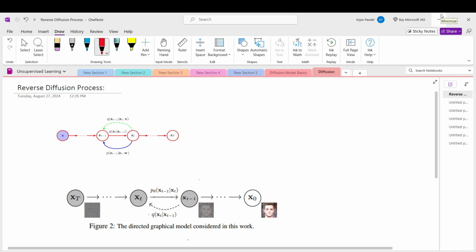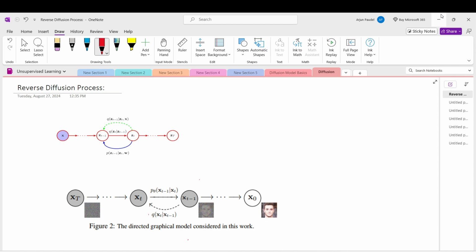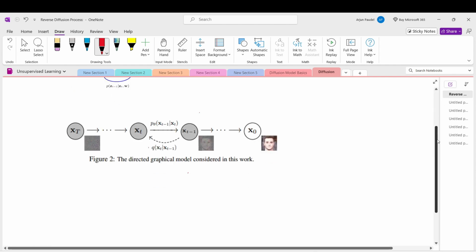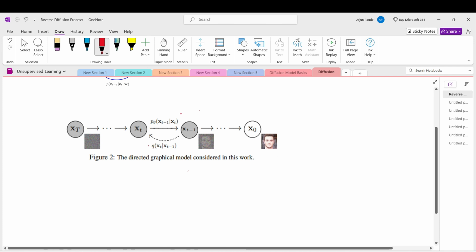Guys, in this video we're going to discuss the reverse diffusion process in diffusion models. In the previous video we understood the forward diffusion process, and now let's go into the reverse diffusion process. In the forward diffusion process, you take this image and add Gaussian noise iteratively.